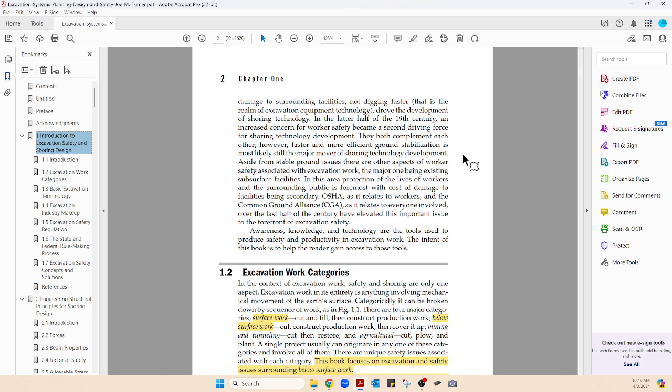Aside from stable ground issues, there are other aspects of worker safety associated with excavation work, the major one being existing subsurface facilities, what's in the ground already. In this area, protection of the lives of workers and surrounding public is foremost, with cost of damage to facilities being secondary. OSHA, as it relates to workers, and the Common Ground Alliance, as it relates to everyone involved, over the last half of the century have elevated this important issue.